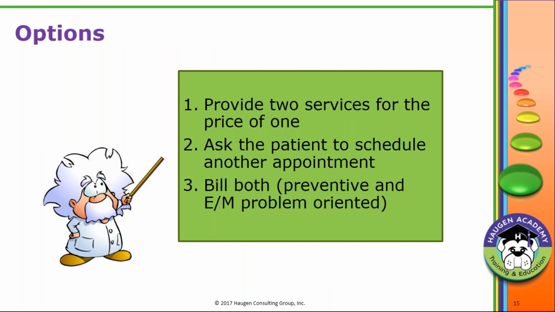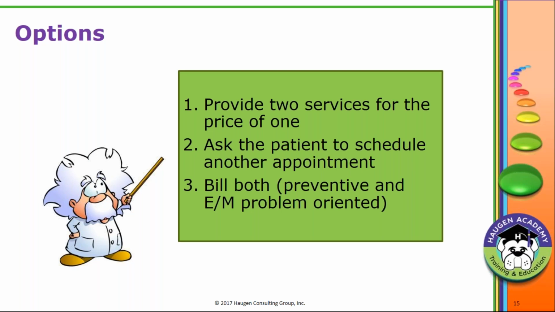So the provider can do 2 services for the price of 1, or they can ask the patient to schedule another appointment, or we can bill both, both the preventive service and the E&M problem-oriented service. There's likely going to be work done for the problem-oriented service that would have been performed during the course of a routine preventive service. So in other words, there's going to be some overlap of work.